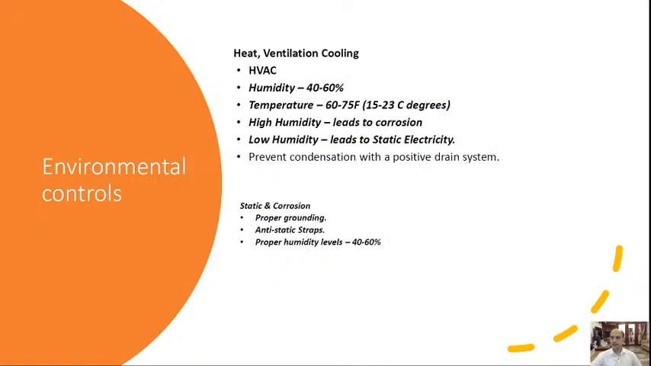Also you need to understand HVAC: humidity level should be between 40 to 60%, and ambient temperature should be 60 to 75 degrees. High humidity leads to corrosion and low humidity leads to static electricity. You need to understand the impact of static and corrosion, and how we can protect from them. For protection we can use proper grounding, anti-static straps, and proper humidity levels.